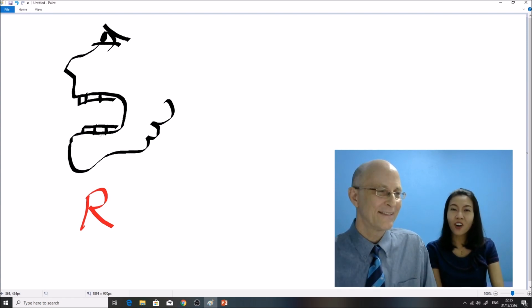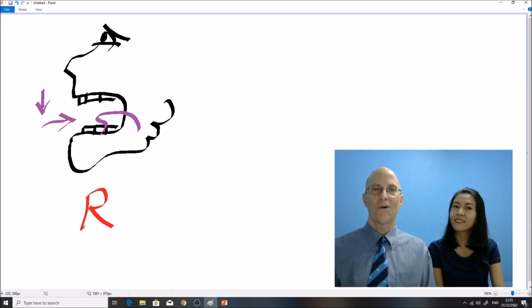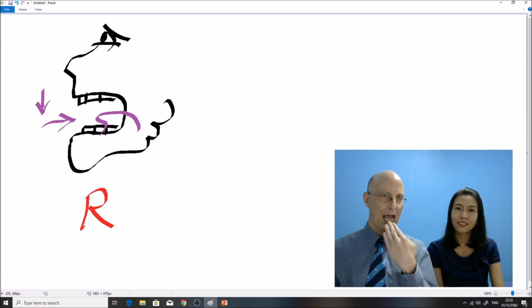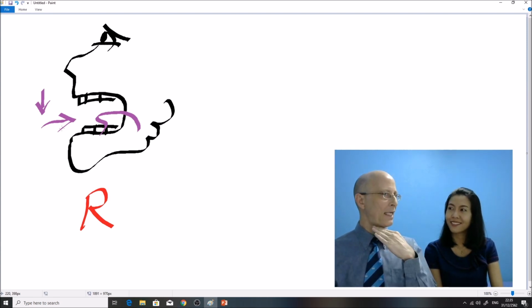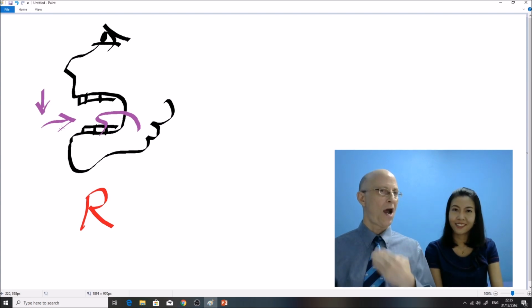For the English R sound, the tongue is clearly down and back in the mouth to begin the R sound. The tongue is not up. It is down and back.